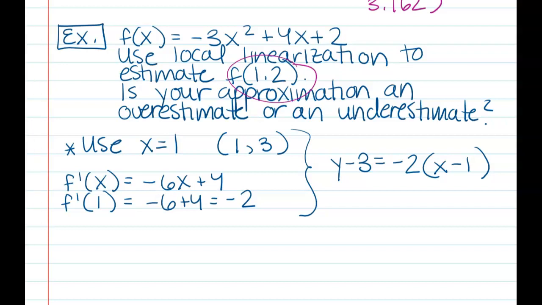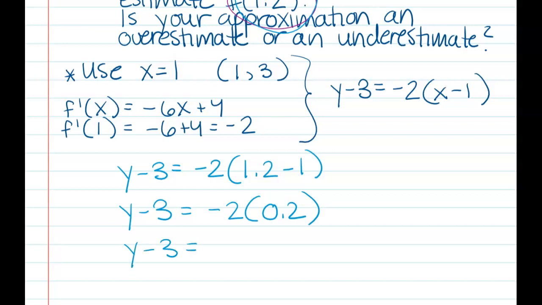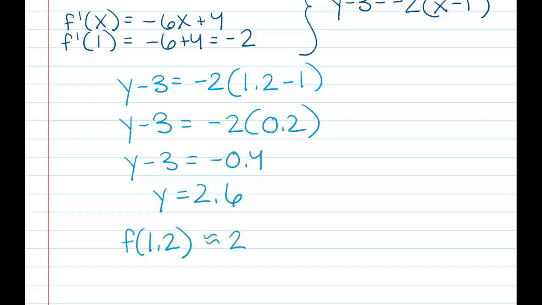So now we're going to find our f of 1.2. y minus 3 equals negative 2 times 1.2 minus 1. y minus 3 equals negative 2 times 0.2. y minus 3 equals negative 0.4. If you add 3 on both sides, you get y equals 2.6. The way we will write this is f of 1.2 is approximately 2.6, because it's not exactly 2.6; the whole thing we were doing here was finding an approximation.